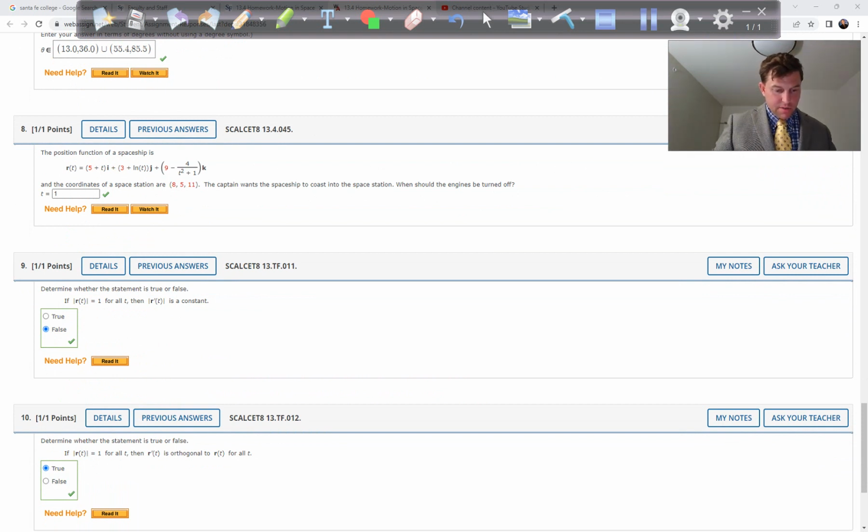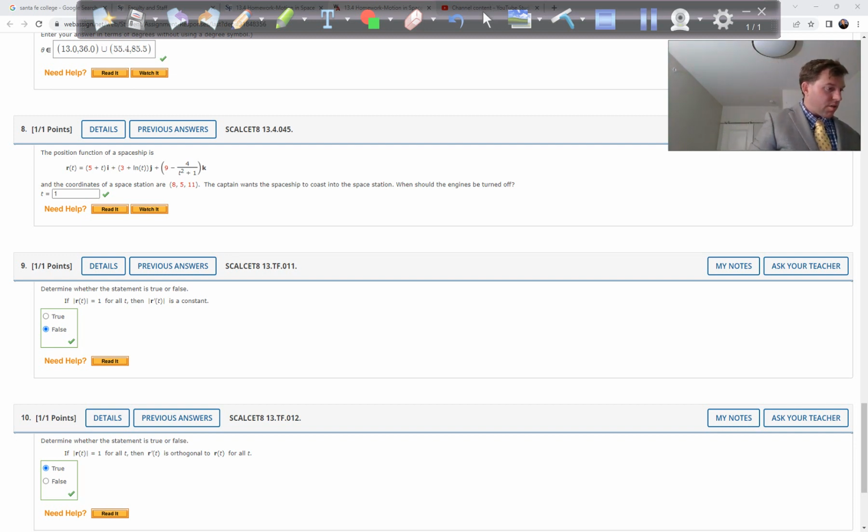Okay, so it says the position function of a spaceship is 5 plus t, 3 plus ln t, 9 minus 4 over t squared plus 1. And the coordinates of the space station are 8, 5, 11. The captain wants the spaceship to coast into the station. When should the engines be turned off?